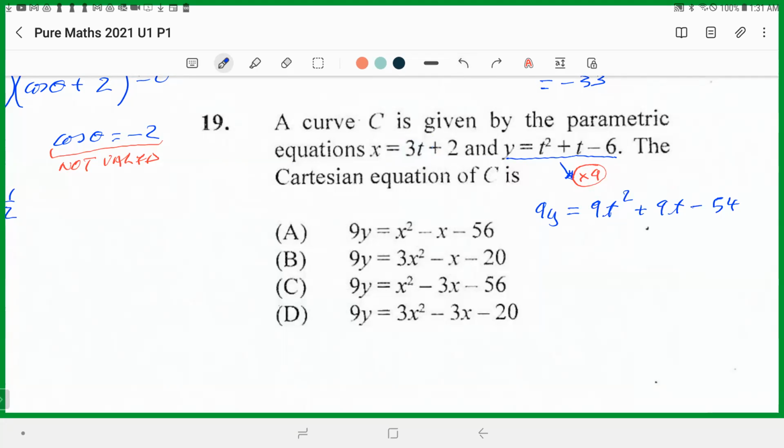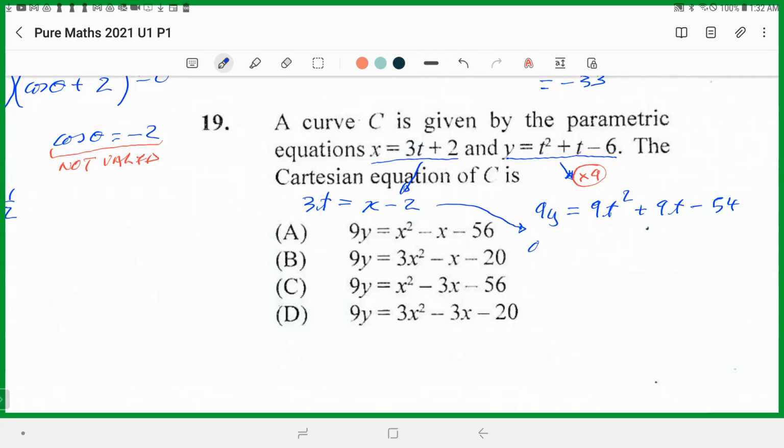So I'm going to write from this now. We'll just put it right here. 3t becomes x minus 2. 3t is x minus 2. All right? And I'm going to substitute this into this now.